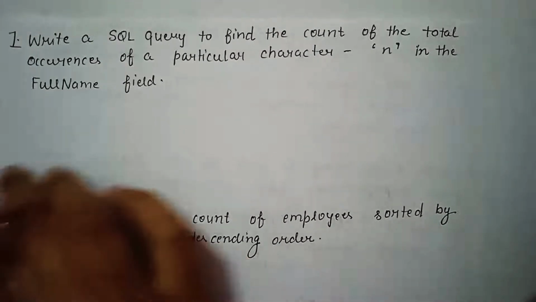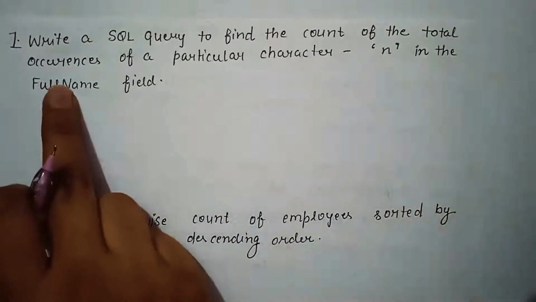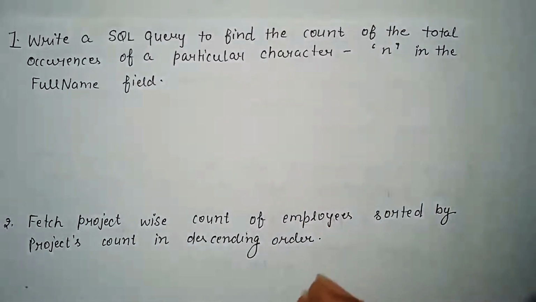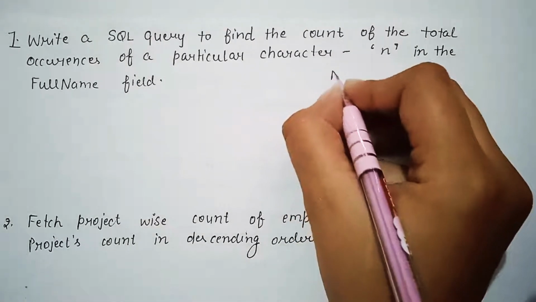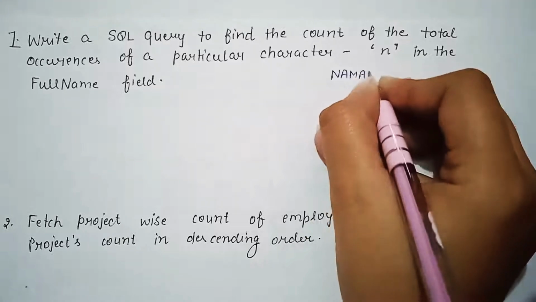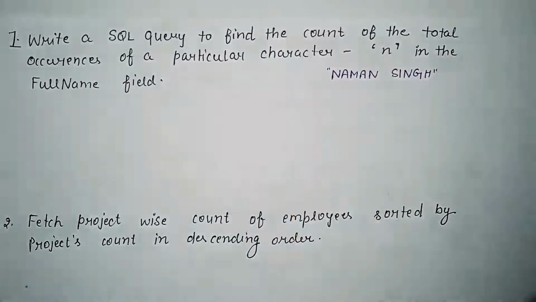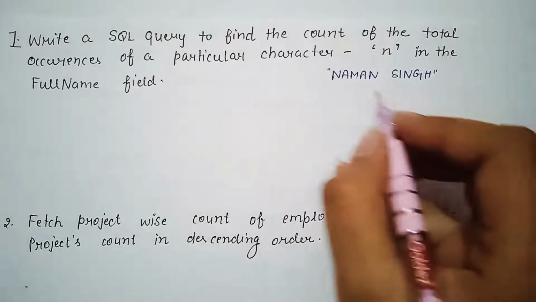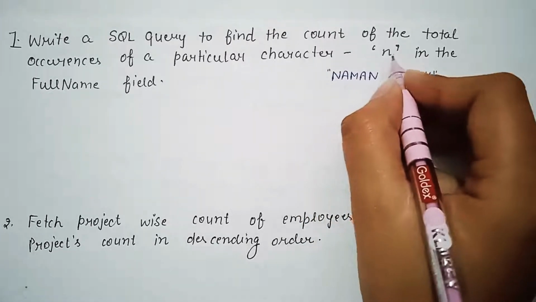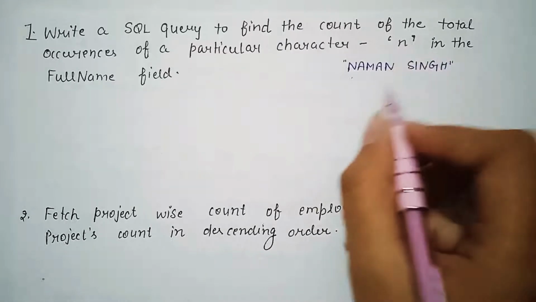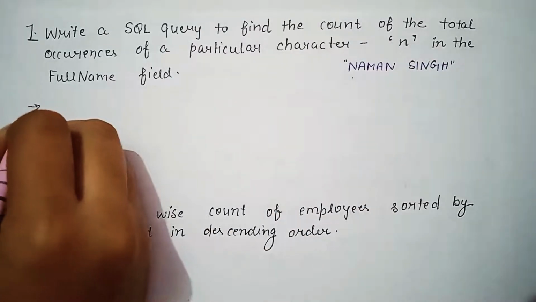So the first question is, write a SQL query to find the count of the total occurrences of a particular character, let's say n, in the full name field. It can be any character, but I'm just taking n as an example here. So let's say there is a table consisting of employee names, and we have a name, let's say Naman Singh. So this is a name. What do we want from this query? We want to count all the occurrences of n. In order to fetch the occurrences of n in this name, the query is very simple.